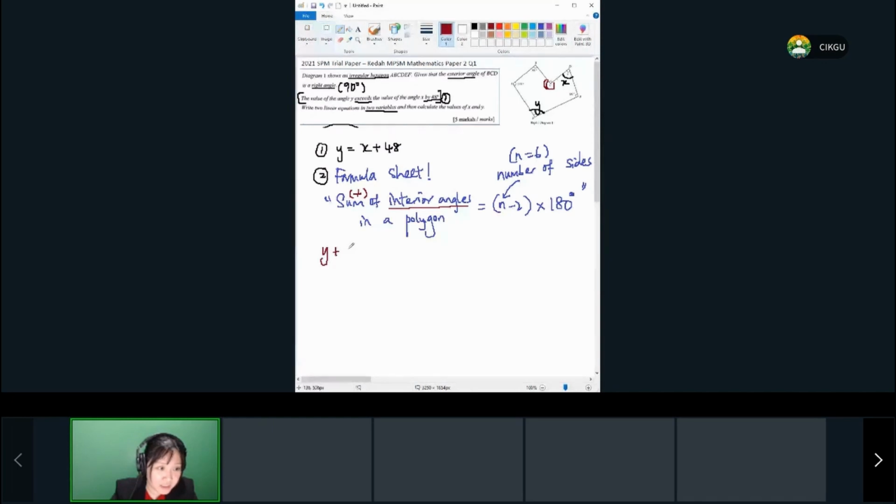Y plus 96 must add all the interior angles. X is also an interior angle, so we add the exterior angle, which is 90 degrees. The exterior angle is 90 degrees. But now I'm interested in the interior angle.